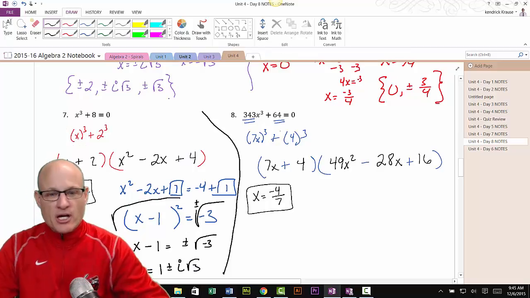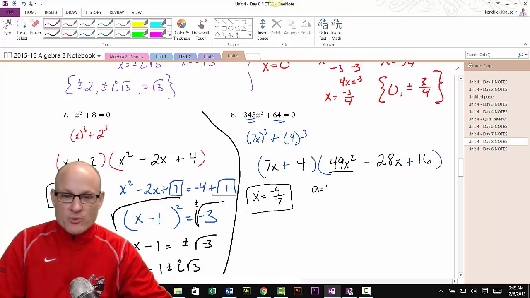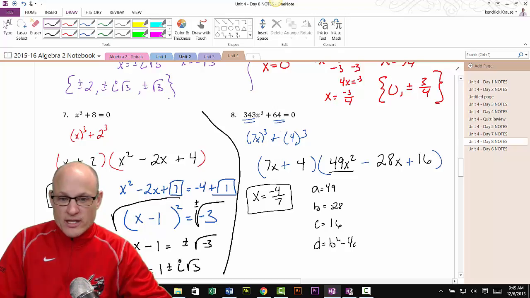So while that's booting up, there's no way we're doing completing the square on this, because the first step in completing the square would be to divide by 49. That ain't going to happen. So we're going to write a equals 49, b equals negative 28, c equals 16, and D is equal to b squared minus 4ac.